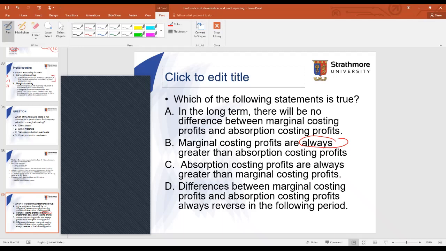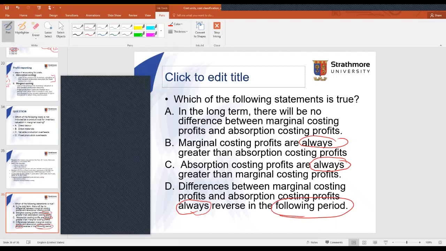Moses, the same applies here. And I think that the answer is D. The difference between the marginal costing and the absorption costing always reverses. It is not always, by the way. It may reverse, but not always. In future, as time goes by, it will reverse, but not in the following period. It does not mean that because profit here is different, then the next month it will reverse back to the normal. No. But in the long term, that will happen.